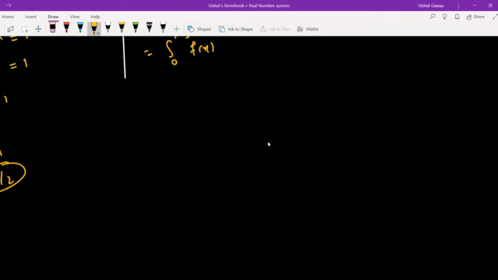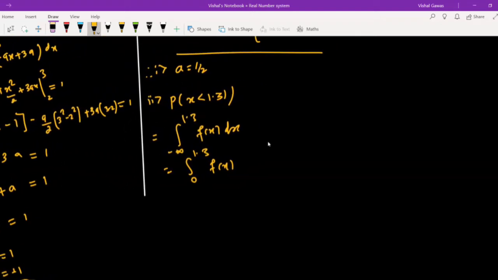What do I get? Let's check out. So this is equal to, now the function is defined from 0 to 1 and 1 to 2, right? So this is equal to, let's write this, the integral from 0 to 1 of f of x dx plus the integral from 1 to 1.3 of f of x, right?